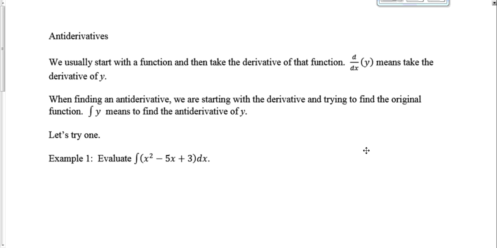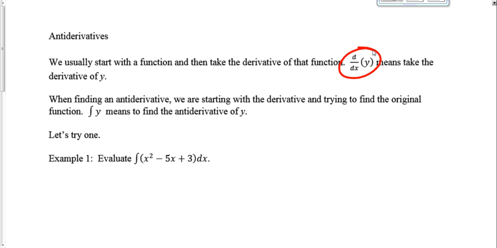Hello, and today we are talking about antiderivatives. What we've done in the past is we started with a function and we've taken the derivative, and the notation, of course, for that is this. The d/dx is an action, it's a command. It means take the derivative of y.